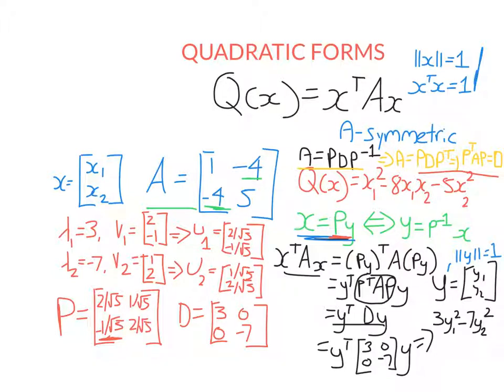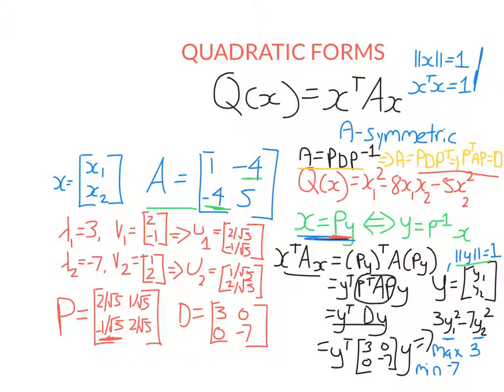So if y has to be a unit vector, the minimum and maximum are really easy to see. The maximum would occur when y1 is equal to 1 and y2 is equal to 0. The maximum value of this quadratic form is 3, and the minimum value of this quadratic form is -7. Again, that's subject to the constraint that y has to be a unit vector.